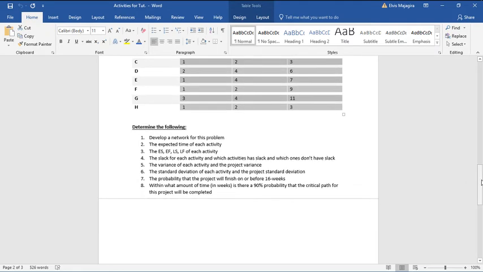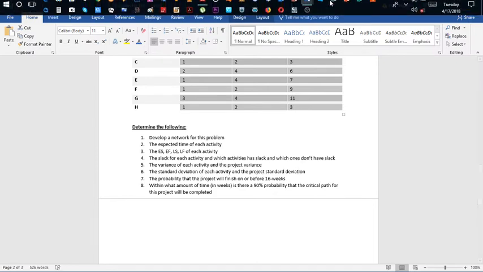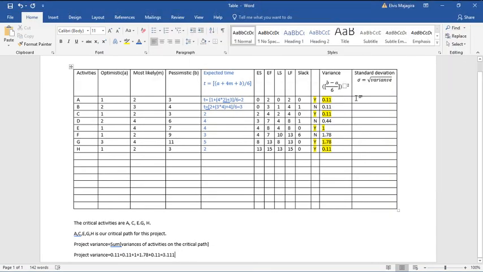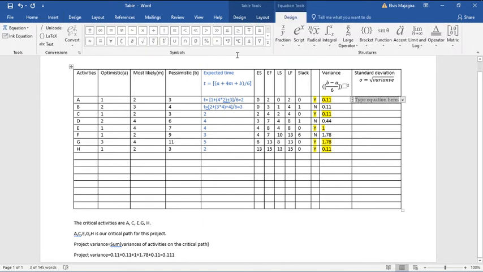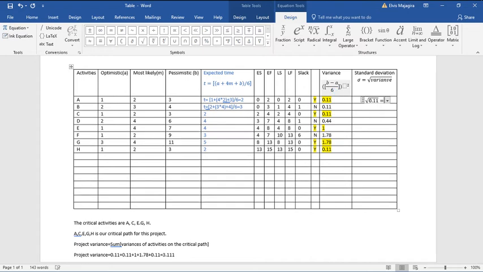Now let's go on to question 6: the standard deviation of each activity and the project standard deviation. This is the easiest one, because the formula for standard deviation is just the square root of the variance, and this here is the symbol for standard deviation. So if we do the square root of 0.11, it should be equal to 0.33.